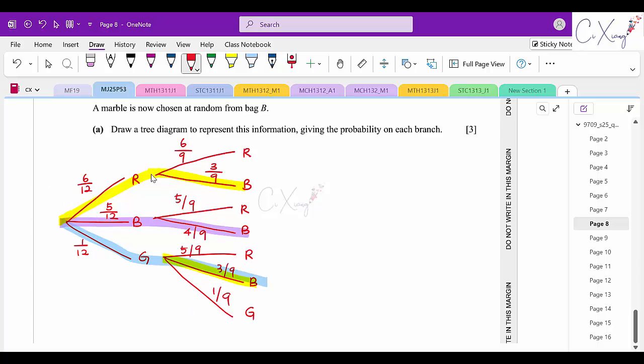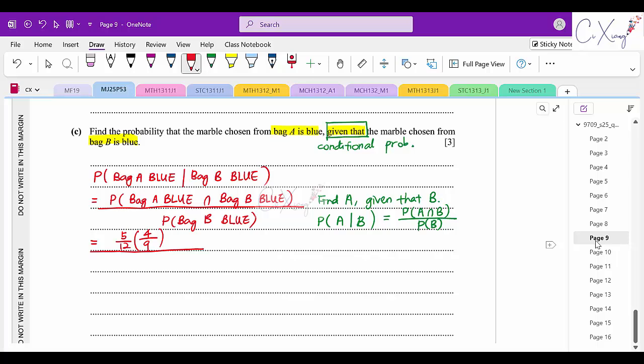Therefore, to get the probability, you just need to multiply the probability for every single branch. So in a single branch, you multiply the probabilities to each other: 6 over 12 multiply with 3 over 9. Okay, so let us continue from here. 6 over 12 multiply with 3 over 9.